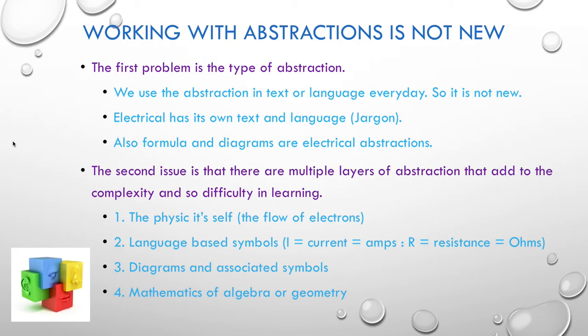3, we use diagrams and their associated symbols, and we'll go into that in another cognitive skill in quite some depth and detail a little later on. And then there is the mathematics of algebra and geometry. We're going to use a lot of algebra and geometry, particularly when you get into learning about alternating current.